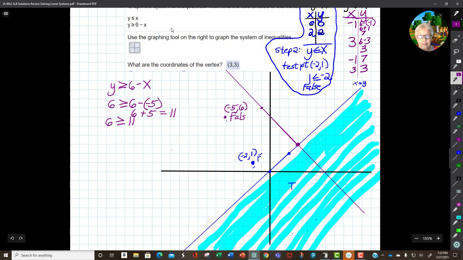Here's the red line. So if we're false over here, we're true over here for the red line. So again, I'm going to shade. This is kind of fun.